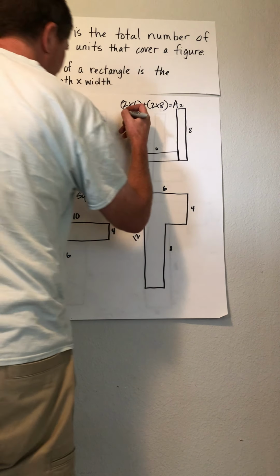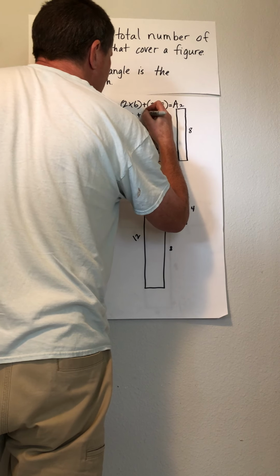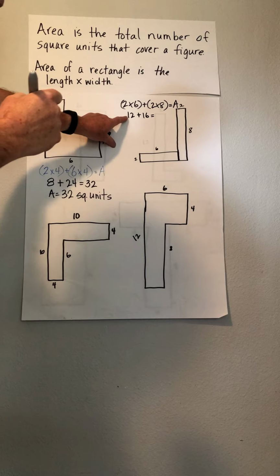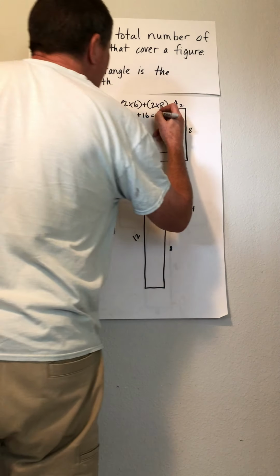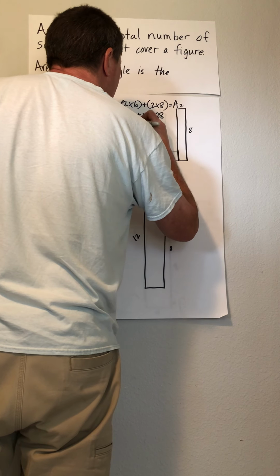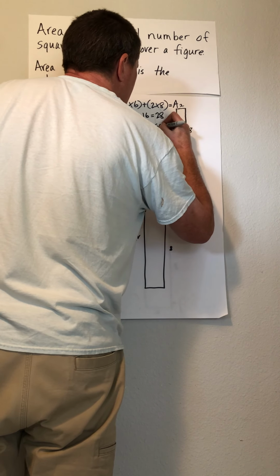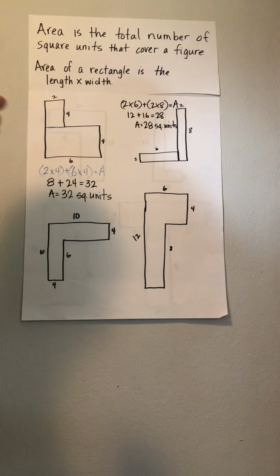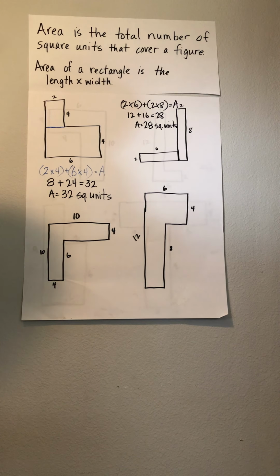So 2 times 6 is 12, plus 2 times 8 is 16, and that's going to equal, let's see, 12 plus 6, that's 18, plus 10 is 28. So the area is 28 square units.